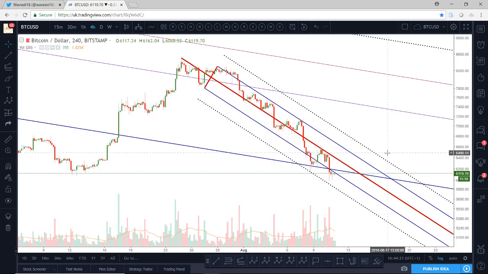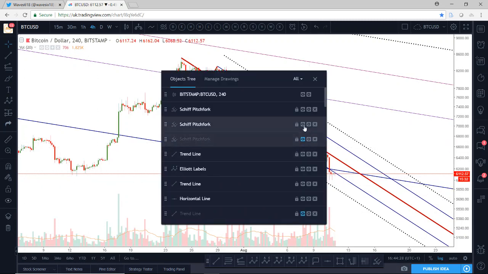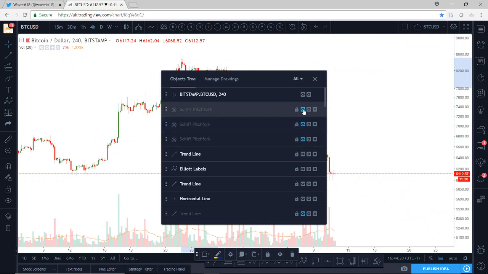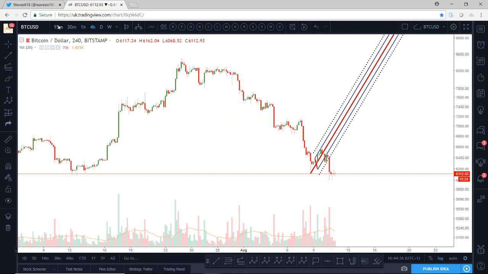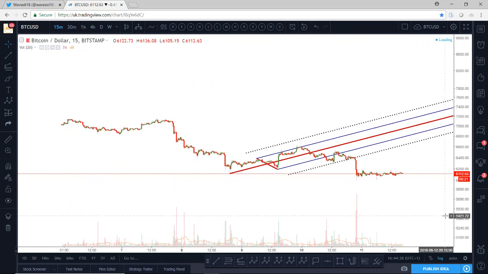And there is another pitchfork that I just want to explain, and it shows some great price action. So let me just take those two pitchforks off, and we're going to put this one on. To look at this, I think the 15-minute chart shows it quite nicely.